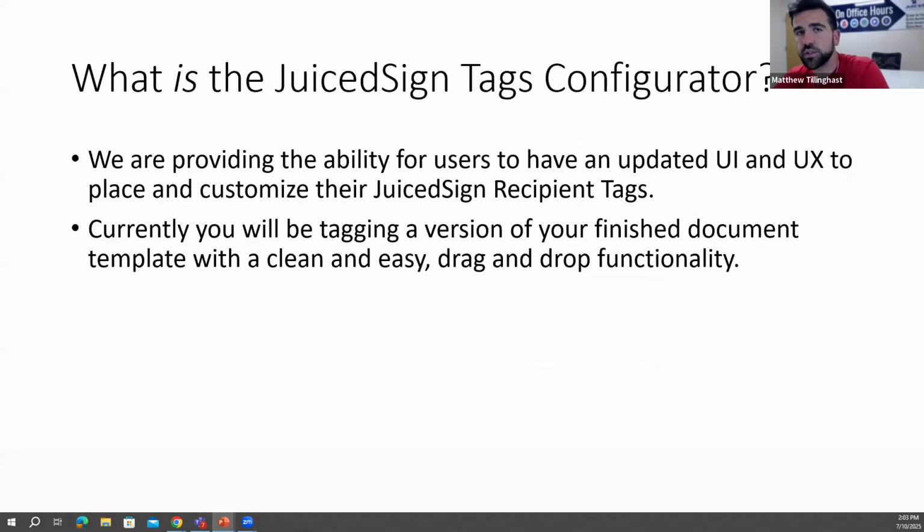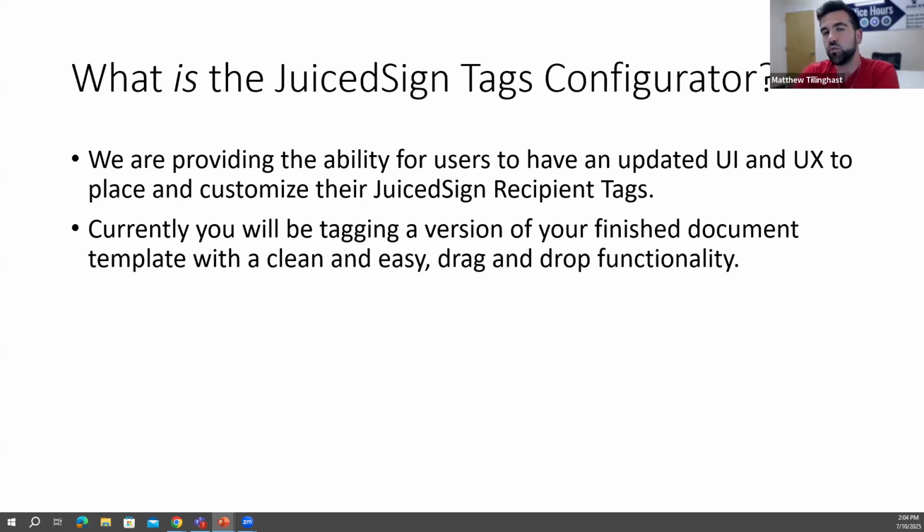So let me quickly introduce what the JuicedSign Tags Configurator is. We're providing you an updated UI and UX to place and customize your JuicedSign recipient tags. And you're currently tagging just the finished version of your document, right? It's a nice and easy drag and drop functionality for anyone who's used other e-signature tools in your career. It's essentially going to allow you to see the document itself and place the tags where you deem them fit.